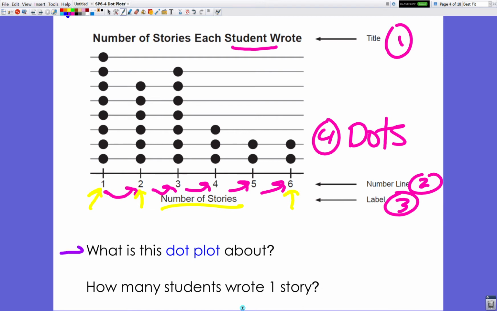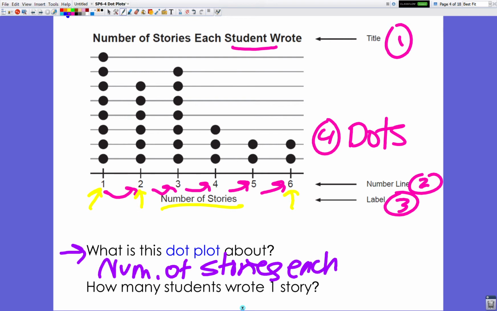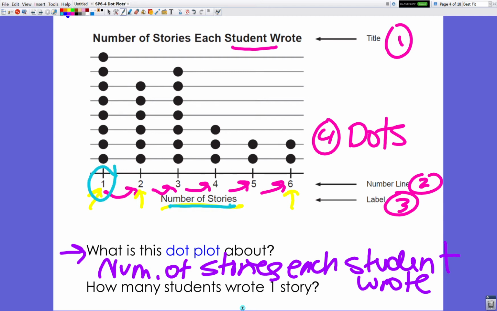So when it asks, what is a dot plot about? I know I need to look for the first thing, the title. And this dot plot is about the number of stories each student wrote, because the title tells me what my dot plot's about. How many students wrote 1 story? To figure this out, I need to go to the number of stories that says 1, in this case here. And it looks like there are 1, 2, 3, 4, 5, 6, 7, 8 students who wrote 1 story.